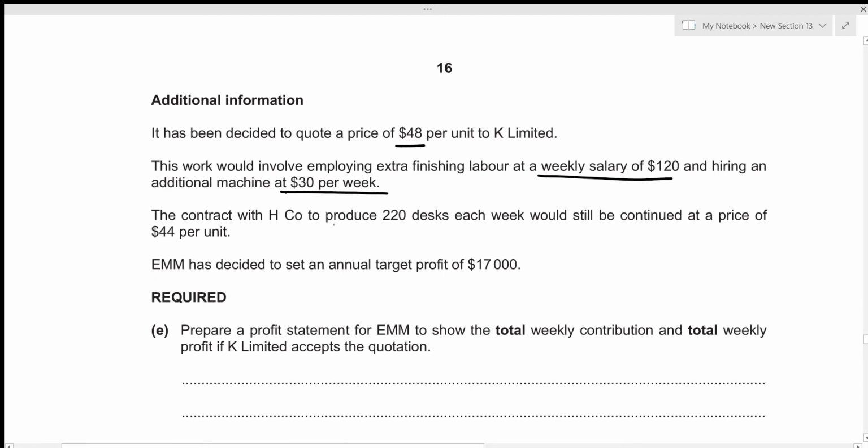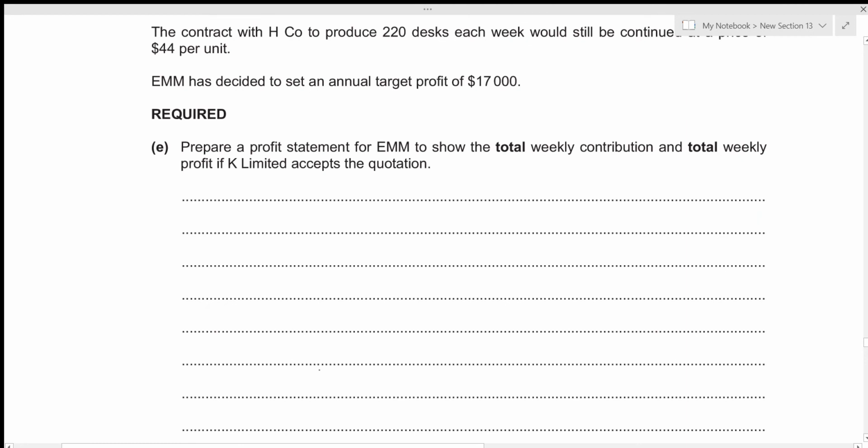Then the contract with HCO to produce 220 desks each week would still be continued at a price of 44 per unit, and EMM has decided to set an annual target profit of 17,000. We need to prepare a profit statement for EMM to show the total weekly contribution and total weekly profit if K Limited accepts the quotation. So for this part, we repeat the same process like we did before for part C.